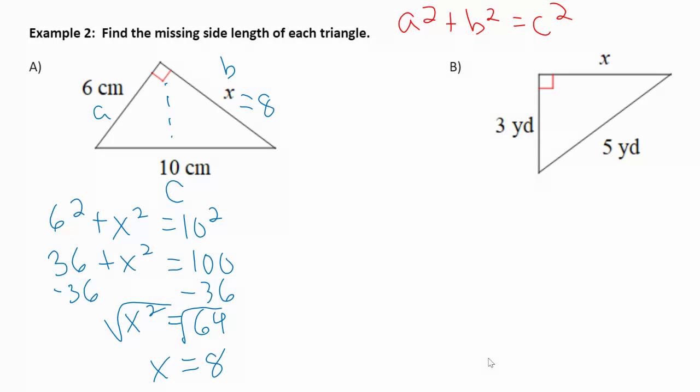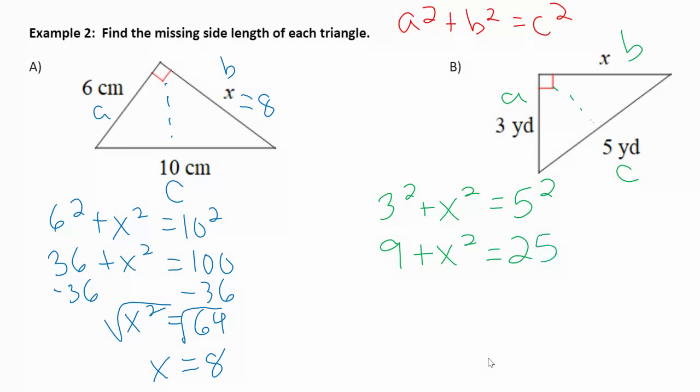Okay. The next one is very similar, so across from the right angle is C. Again, we're solving for a leg, but the concept is the same. So I got 3 squared plus x squared is 5 squared. 9 plus x squared is 25. Again, our variable isn't by itself, so we have to subtract and then square root. So our x is going to be 4.